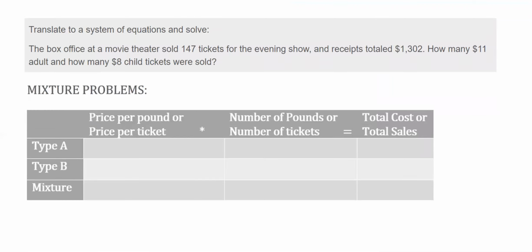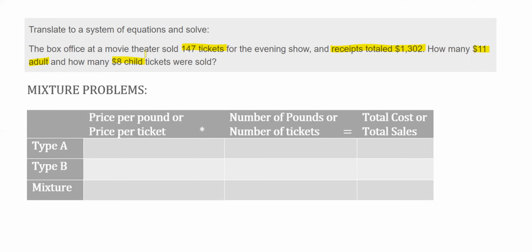Translate a system of equations and solve. The box office at a movie theater sold 147 tickets for the evening show and receipts totaled $1,302. How many $11 adult and how many $8 child tickets were sold? So let's highlight the information we have. A total of 147 tickets were sold. The receipts, meaning the sales, was $1,302. Adult is $11 per ticket, and children is $8 per ticket. We need to know how many of each were sold.